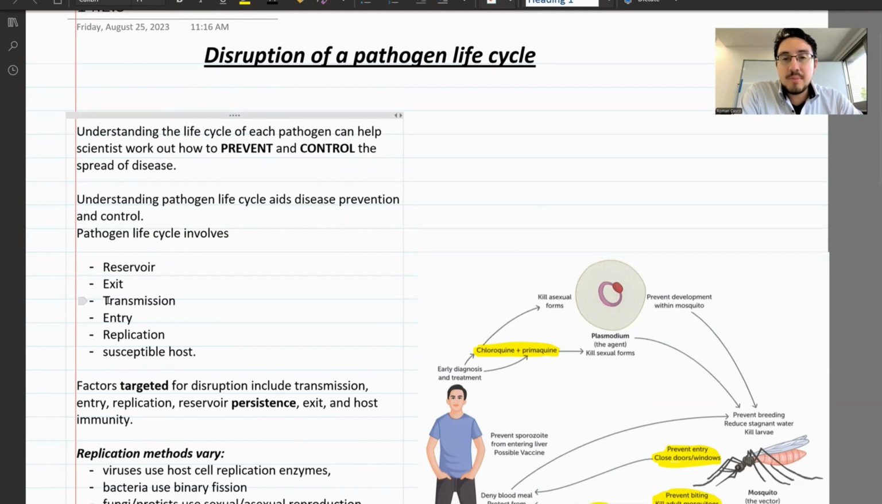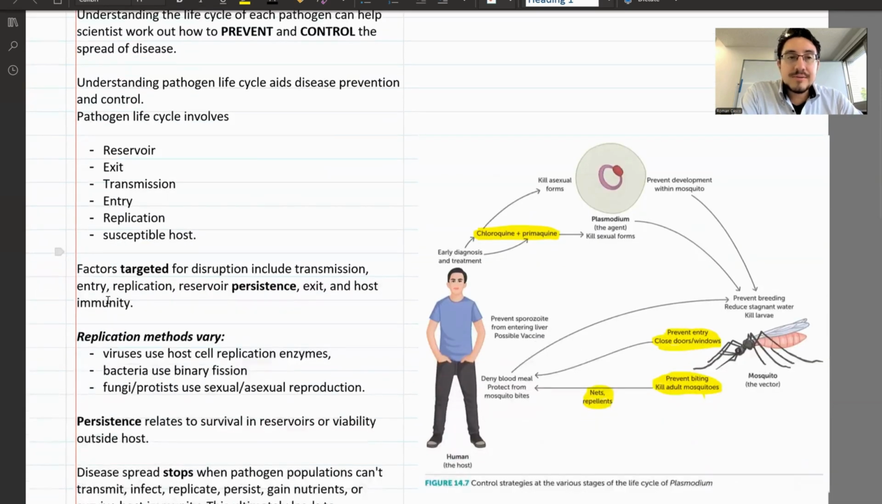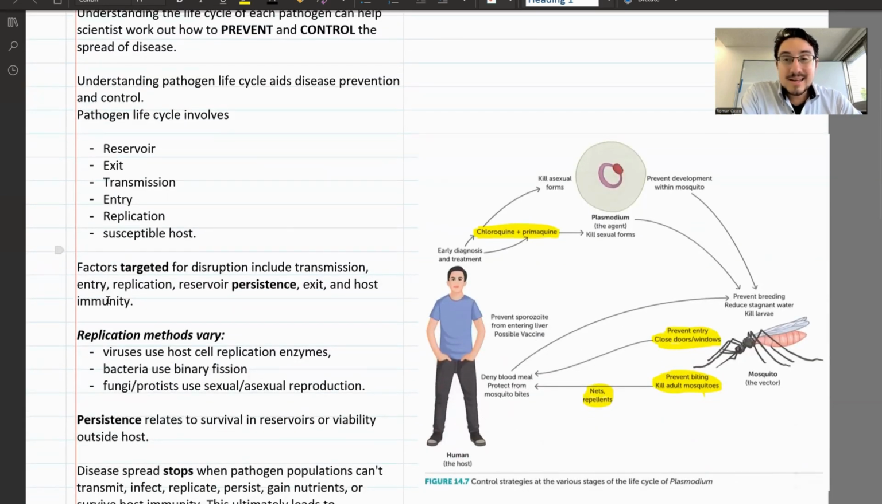So it's very important to know the life cycle of the pathogen and even the life cycle of the vector, so that you can stop or prevent them from multiplying, which will enable you to prevent the pathogen from multiplying and reproducing and so forth. So understanding the pathogen life cycle in general aids in preventing disease from spreading.